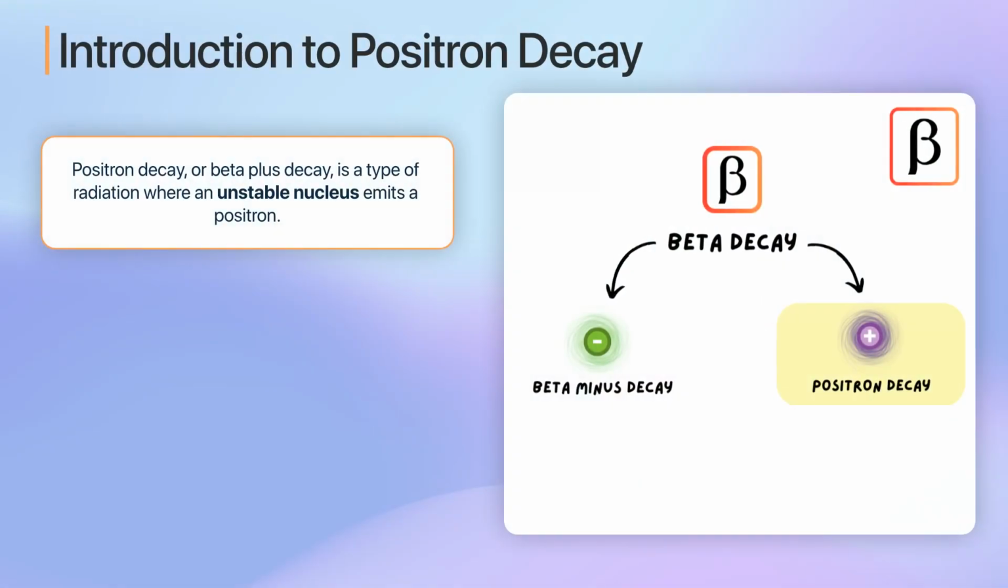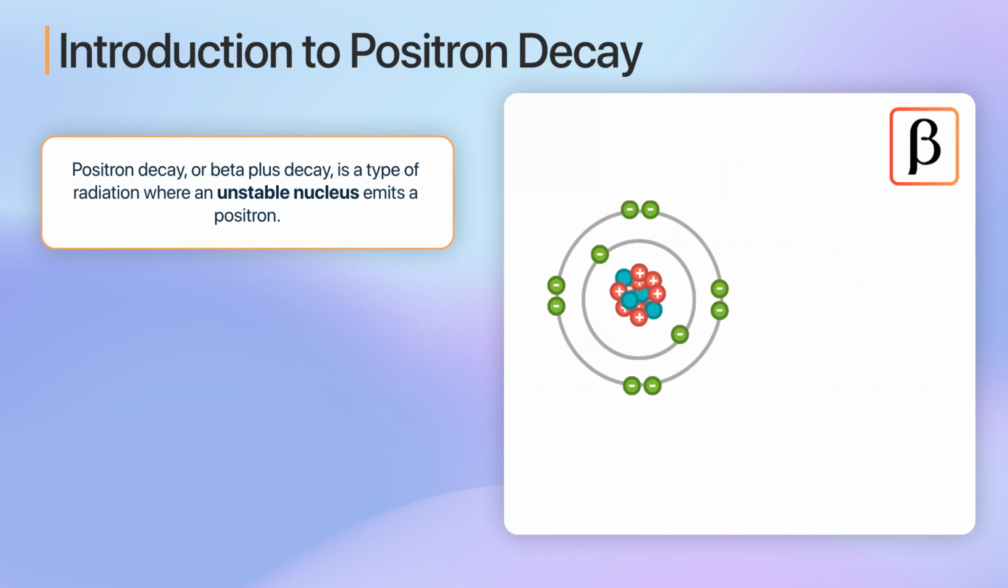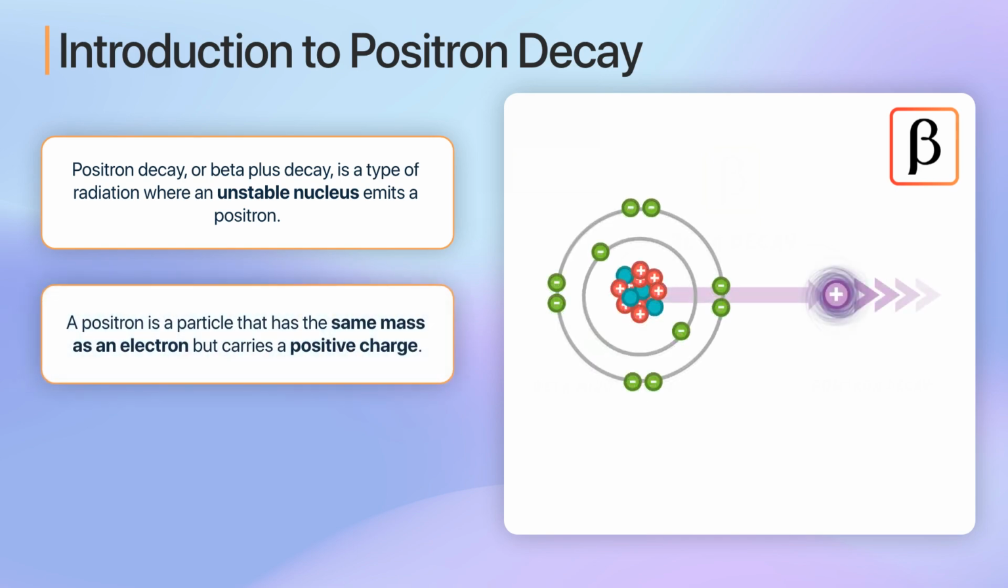Positron decay, sometimes referred to as beta plus decay, is the second type of beta decay. During positron decay, an unstable atomic nucleus emits a positron, a particle that has the same mass as an electron but carries a positive charge. You can think of a positron as the electron's positively charged cousin.